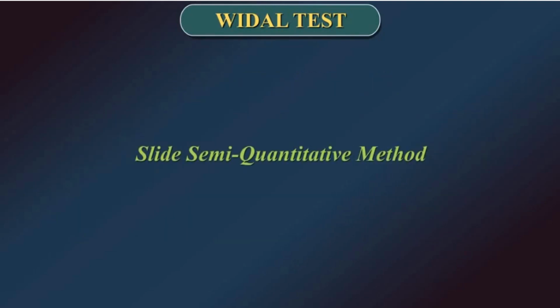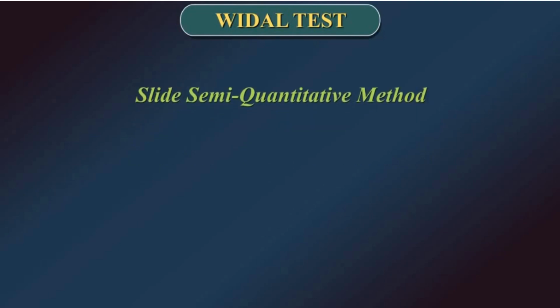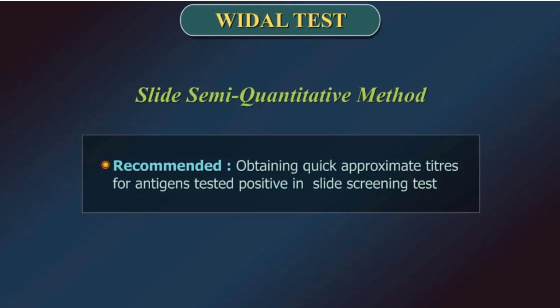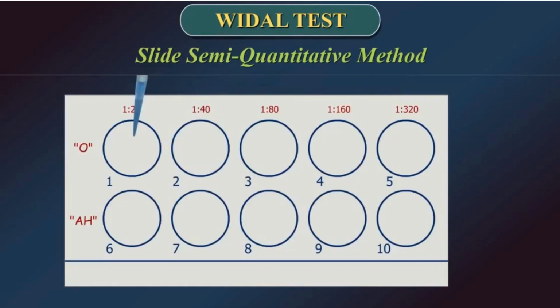Slide semi-quantitative method. This method is recommended for obtaining quick approximate titers only for the antigens that tested positive in the slide screening test. Using a pipette, place 80 microliters, 40 microliters, 20 microliters, 10 microliters, and 5 microliters of patient serum to be tested on 5 different reaction circles on the glass slide.